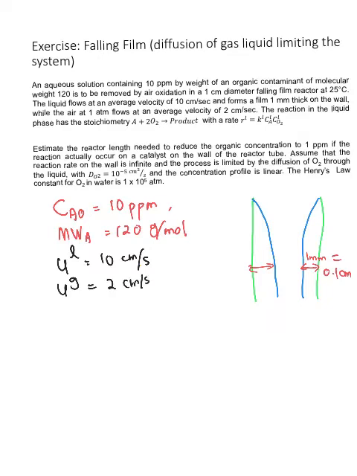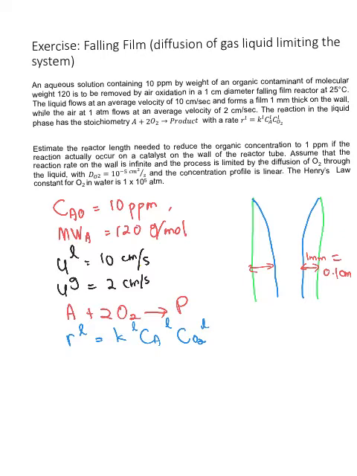The reaction in the liquid phase has stoichiometry of A plus 2O2 to produce product P, with a rate given, R, the rate of reaction in liquid phase, is k_L C_AL C_O2L. Alright. Now the question is, estimate the reactor length needed to reduce the organic concentration to 1 ppm.